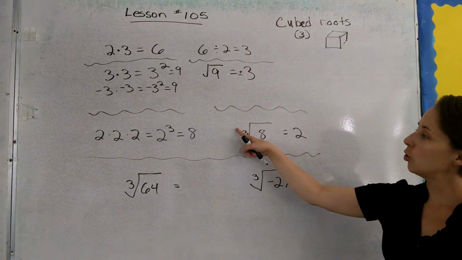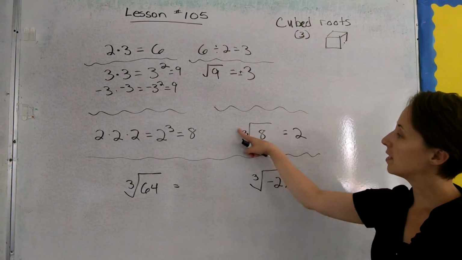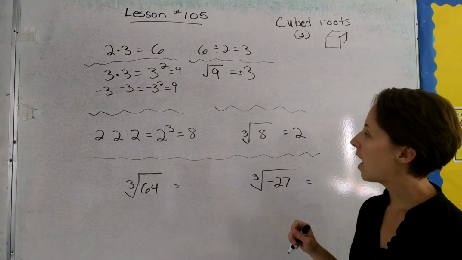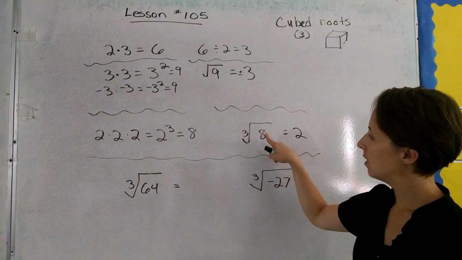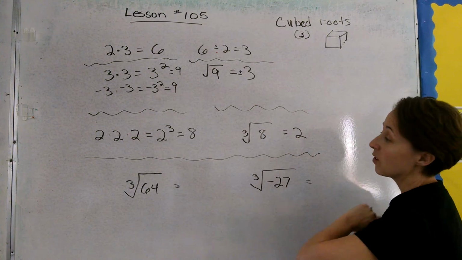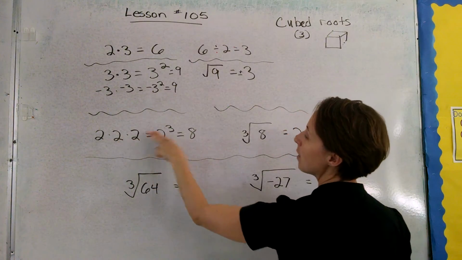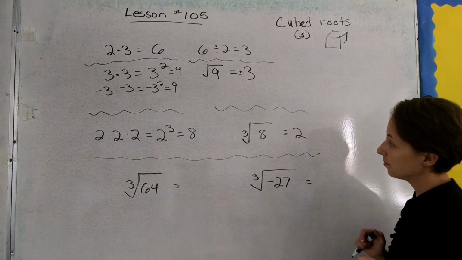If I take the cubed root, see how I stuck that little 3 in my square root sign? That means the cubed root of 8. I'm saying, what number multiplied 3 times makes 8? Well, I already know that because I just did it forwards over here. I know that 2 times 2 times 2 makes 8. So the cubed root of 8 would be 2.